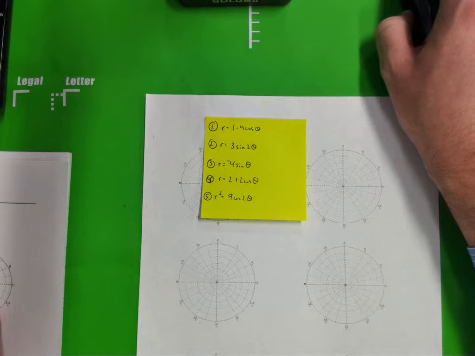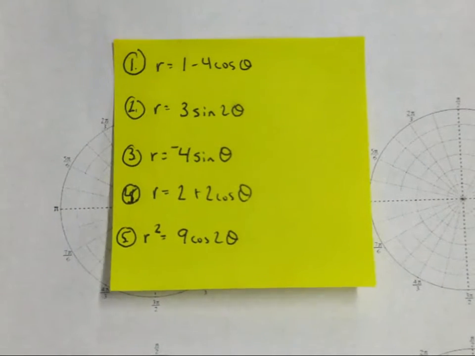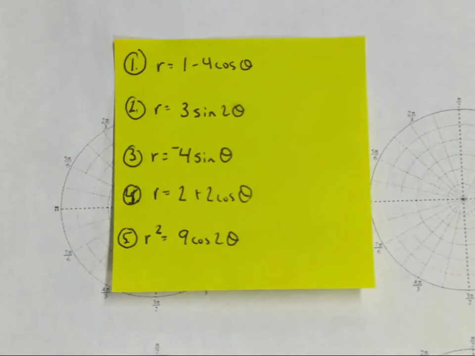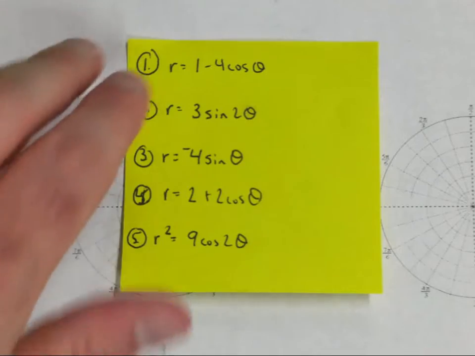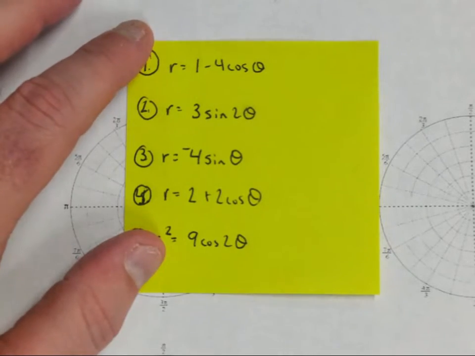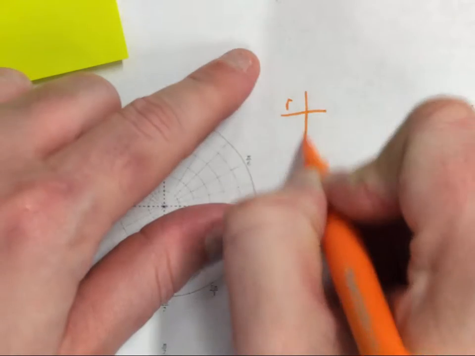Real word. Making sure we understand this. Number 1. Brendan, what type is that right there? Limaçon. Alright, Jordan, is a limaçon with a dimple or inner loop? Inner loop. Okay? So we need to make a chart.